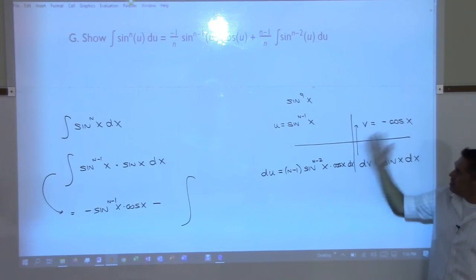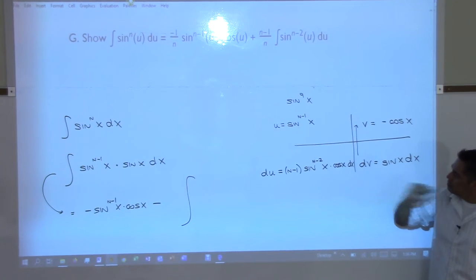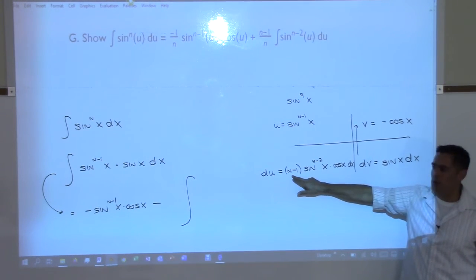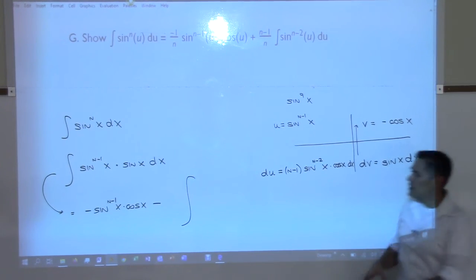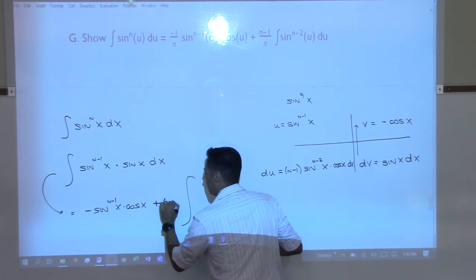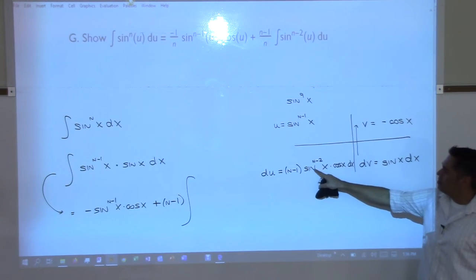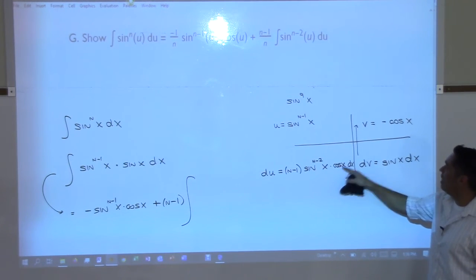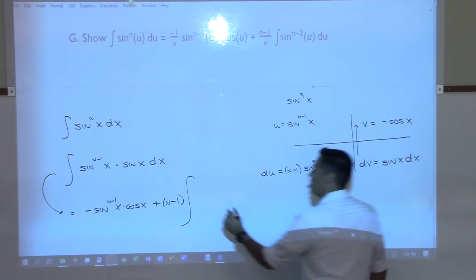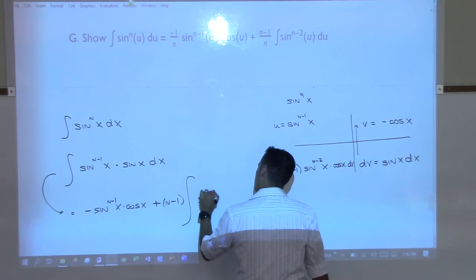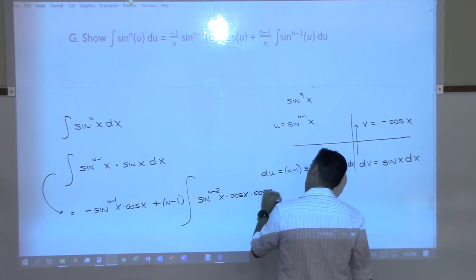Are there any constants that I can pull out of these two? Constants. The n minus 1, right? The n minus 1 is just a number. Like it was the 9 that you pulled out earlier, right? So that can come out of the integral and the negative can come out. So I should have a plus n minus 1 here, right? Plus n minus 1. And then inside the integral, I still have sine to the n minus 2 of x times cosine x again. Agree? Yeah? Okay, so we have sine to the n minus 2 of x times cosine x dx.